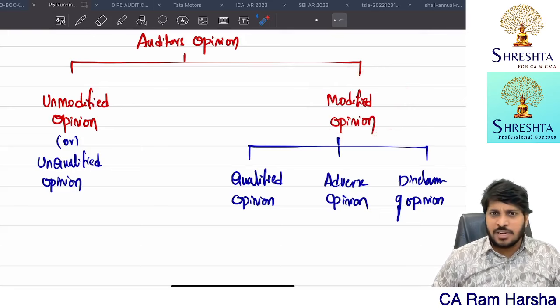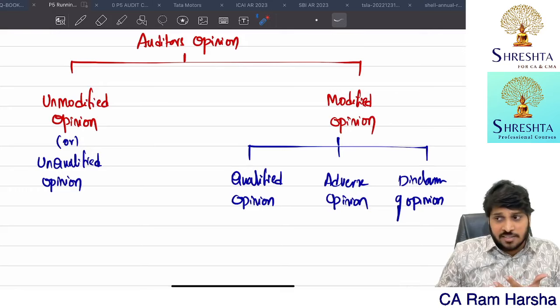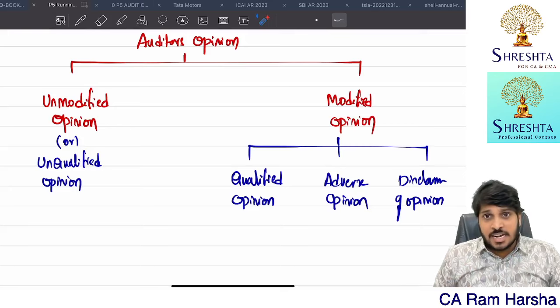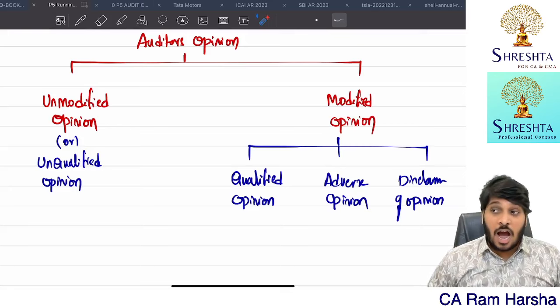I cannot say everything is true and fair because I know clearly that there is a 100 crore mistake and you are not agreeing. You are not correcting it. If you are not correcting it, I will have to talk about that in my report. I will have to modify my opinion. Then the director asked me, okay, sir, you will modify it. How do you modify, sir? I told him, I will say the entire P&L is wrong.